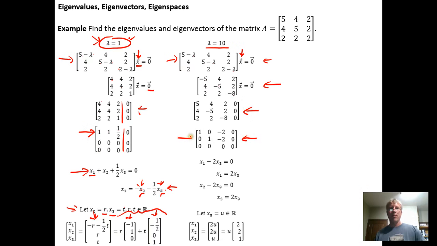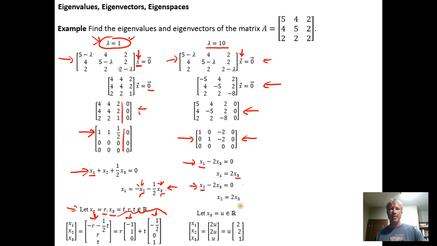And then once it's in that form, we just interpret the result. x sub 1 minus x sub 3 equals 0. That's right here. Solve it for x sub 1. x sub 1 equals 2x sub 3. The second row says x sub 2 minus 2x sub 3 equals 0. So there it is. Solve it for x sub 2.